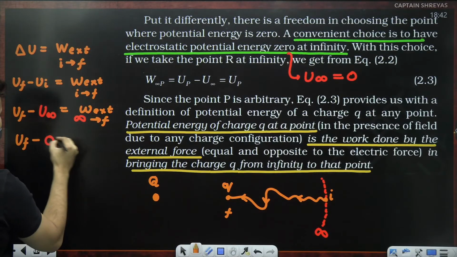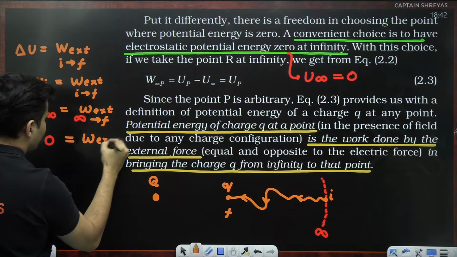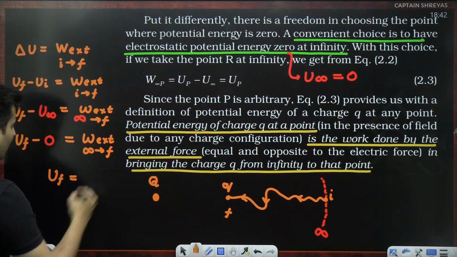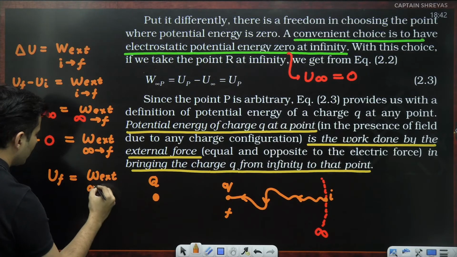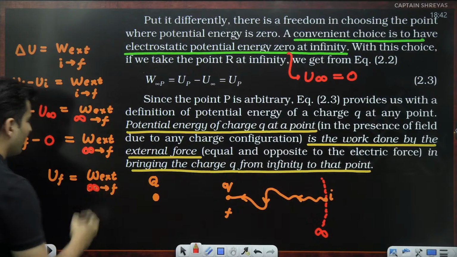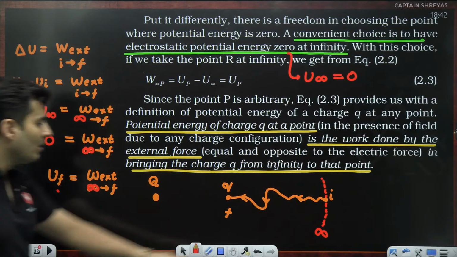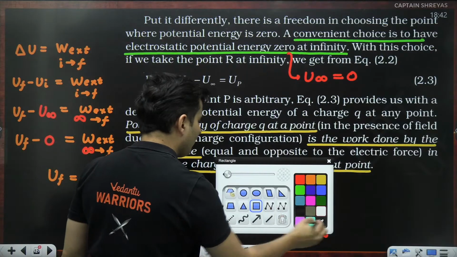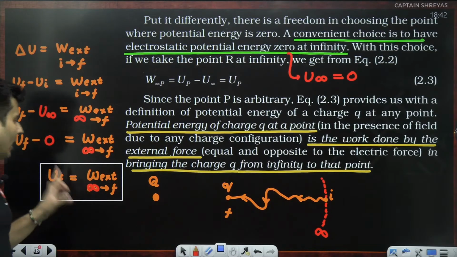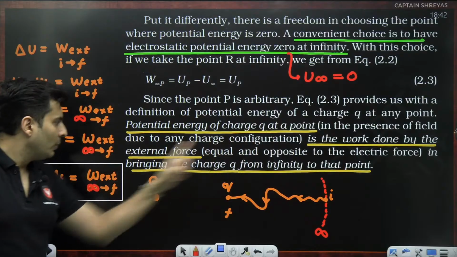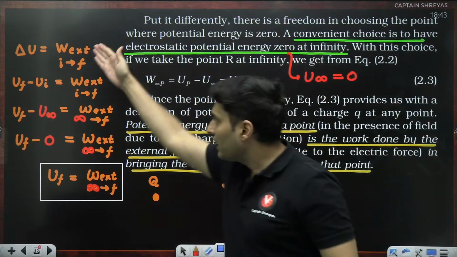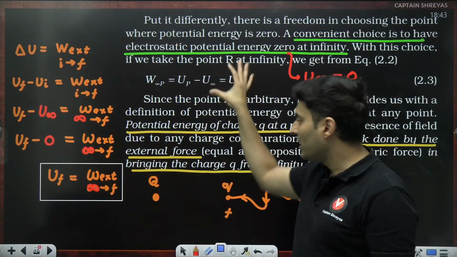So U final minus U infinity, which is 0, is the work done by the external force to bring it from infinity to that particular point. Hence, the energy at that particular point is the work done by the external force to bring it from infinity to our final location. That now becomes the definition of potential energy at a point. Potential energy at any point is the work done to bring the charge from infinity to that particular final location. Is this clear? I hope this decoding was necessary for you to understand what is happening here.